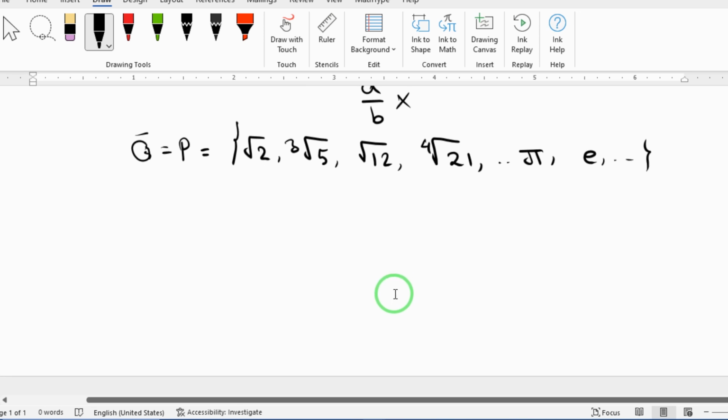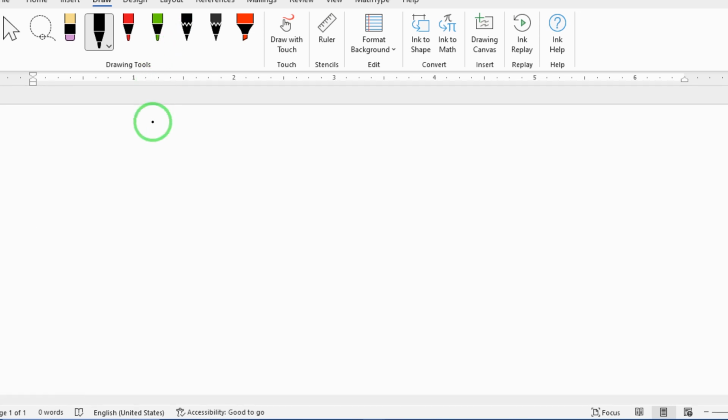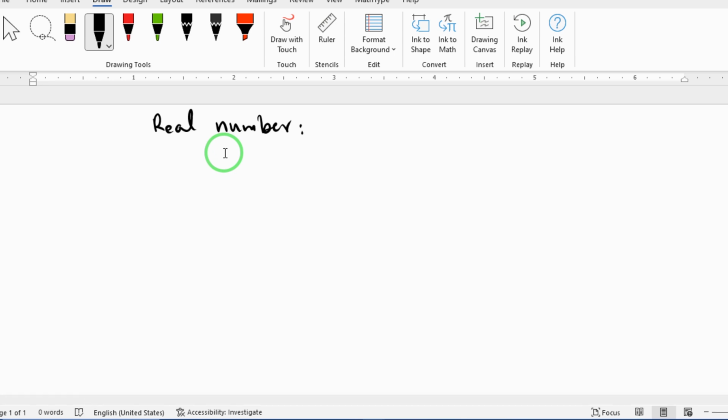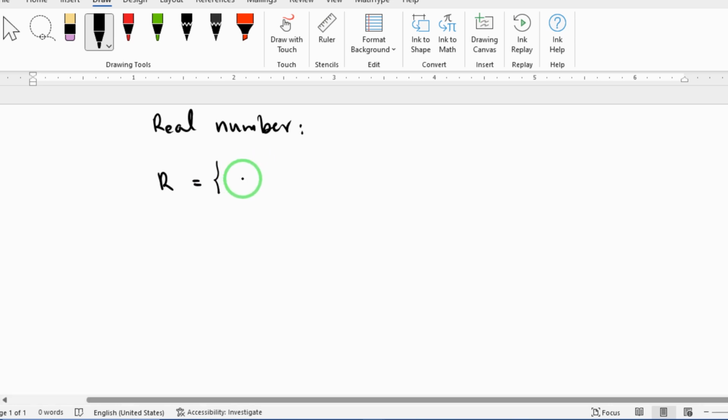Next we have real numbers. What is a real number? A real number is the union of rational numbers and irrational numbers. Actually, a real number, if the set is denoted by R, can be a rational number or an irrational number.